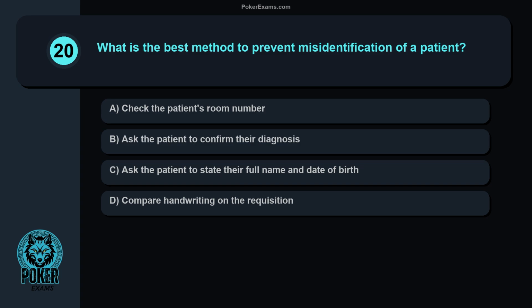Question 20. What is the best method to prevent misidentification of a patient? Check the patient's room number. Ask the patient to confirm their diagnosis. Ask the patient to state their full name and date of birth. Compare handwriting on the requisition.